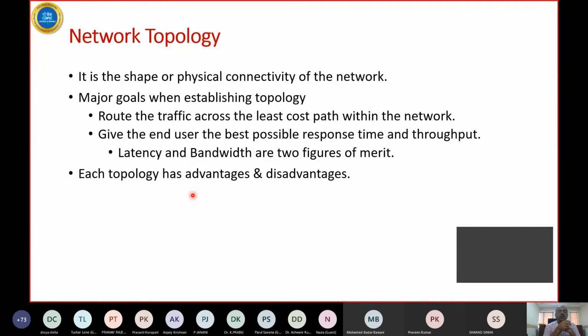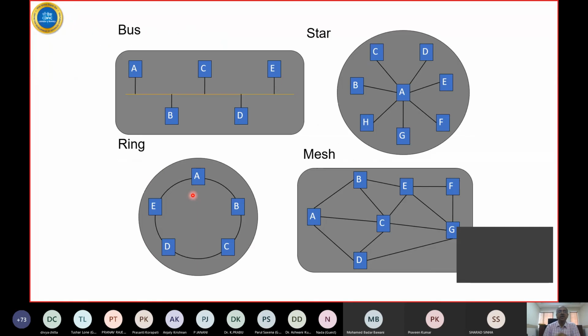So why do you have topology? You will have an aim that it should be able to take the traffic through the least cost path. Cost is not in terms of money, but time, how you can reach them fast and how you can give the lowest latency and highest bandwidth. So that is how topology is defined.